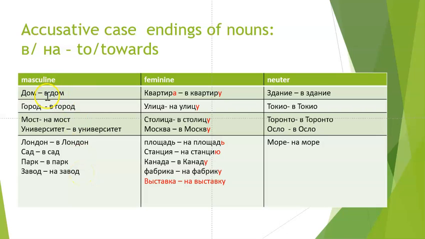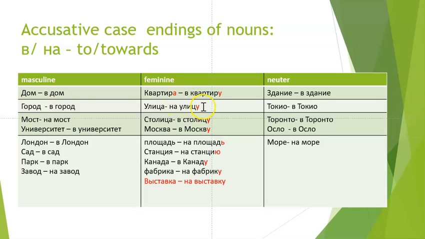So why do we use в? Because we would say в for enclosed buildings, countries, cities. На we would use for communal spaces, open spaces, and any type of show. So that's why on this one we have на завод, to the factory, because it's a communal space. So квартира, в квартиру, to the apartment. Улица, на улицу, because it's an open space, that's why it's на.